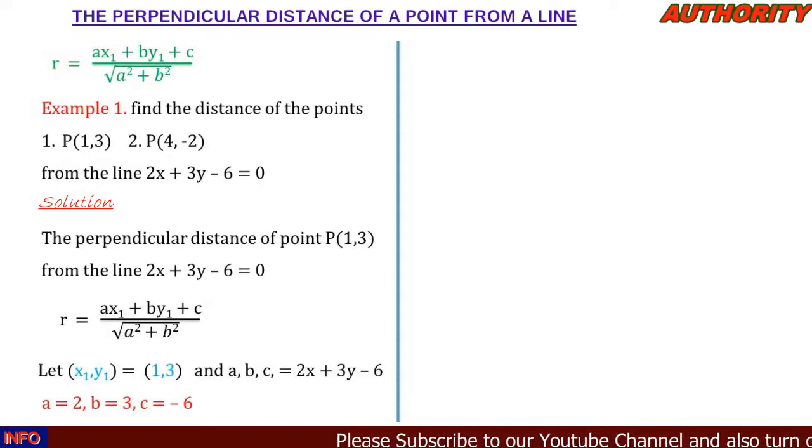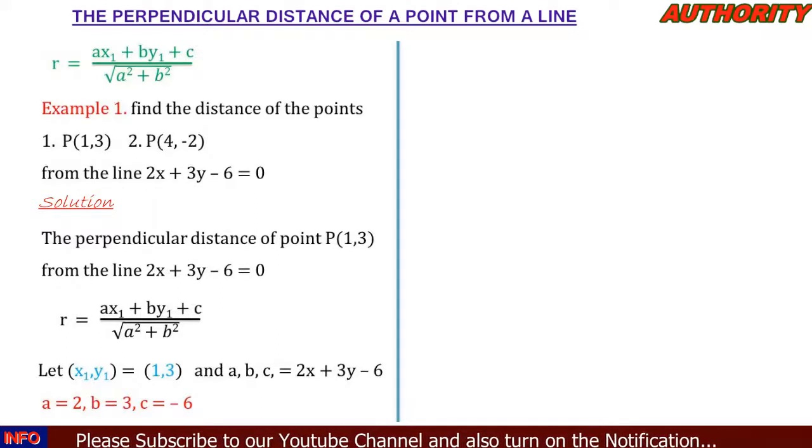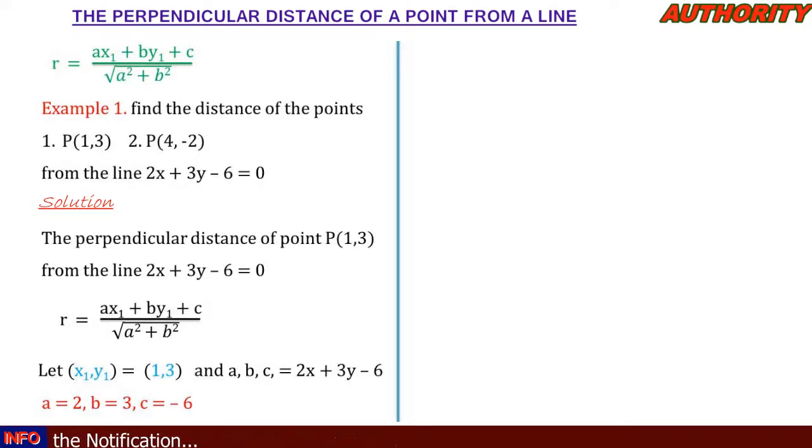Let the coefficient of x be a, the coefficient of y be b, and the constant be c. That means a is equal to 2, b is equal to 3, and c is equal to minus 6. So here we have found the values for this formula: ax1 plus by1 plus c all over the square root of a squared plus b squared. Now let's fix it in our formula.